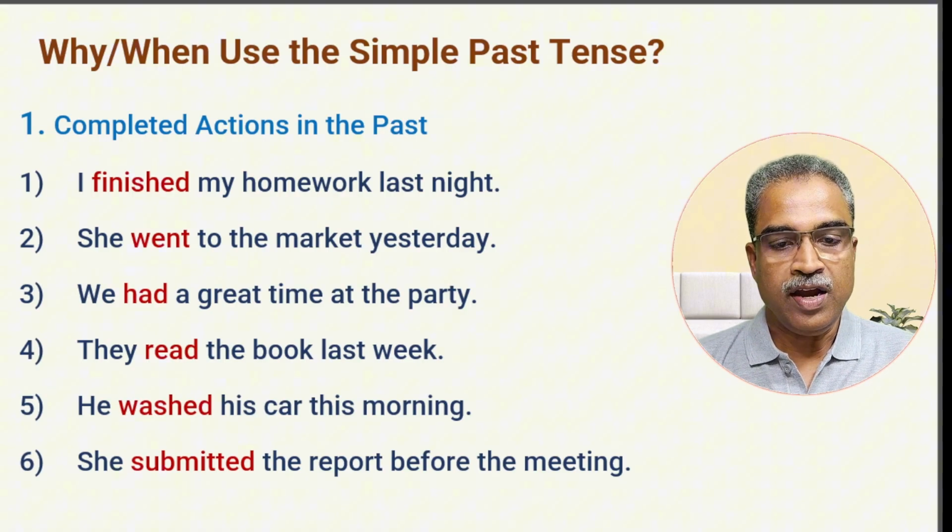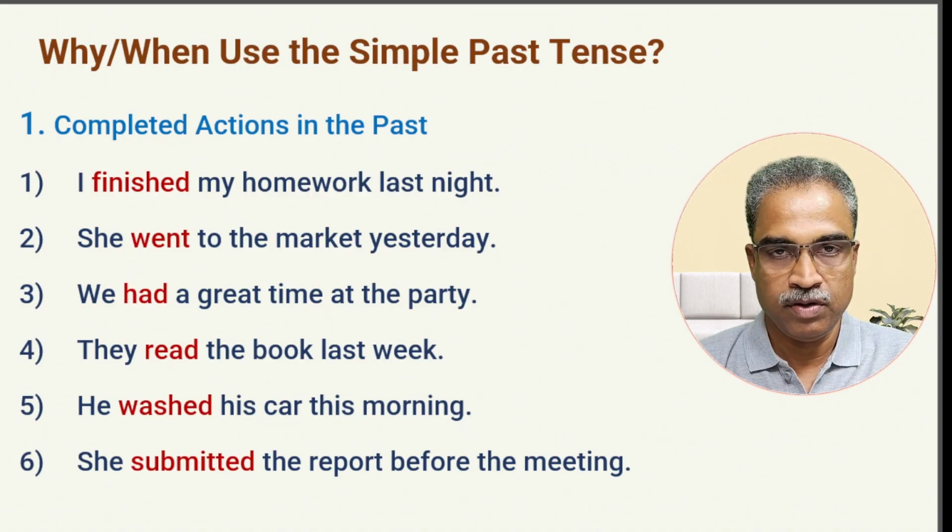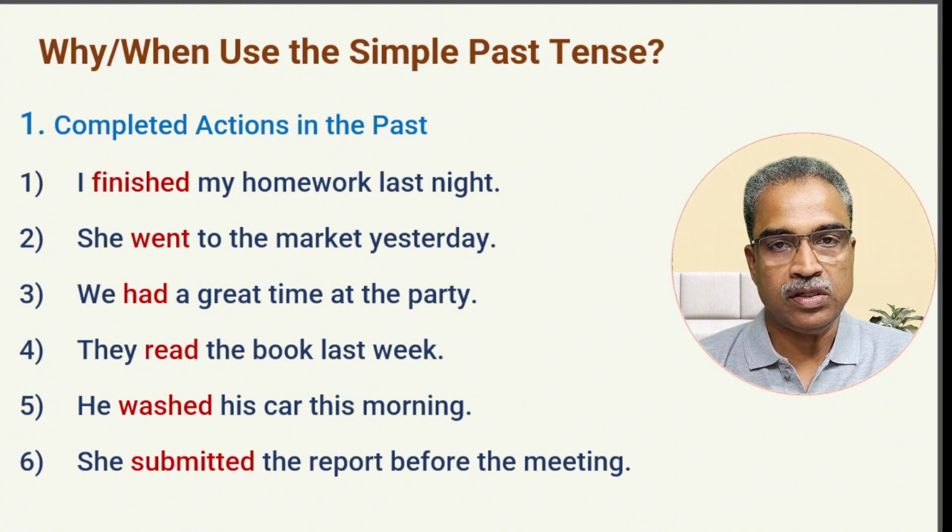Next is we had a great time at the party. So this have, had, it could be used as a main verb as well as an auxiliary verb in the perfect tenses. When we come to perfect tenses, I will explain that. But here it is used as a main verb. So we had a great time at the party.